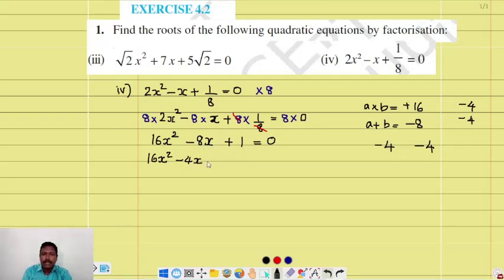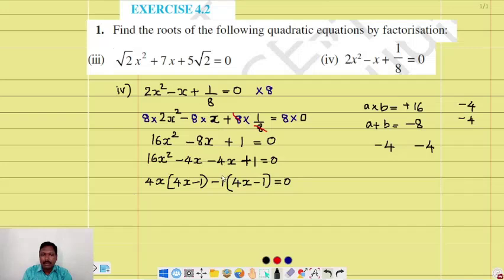Anyway, minus 4x plus 1 is equal to 0. Now take common from these two. 4x is common. So when we take 4x common, we will get 4x minus 1 minus, here nothing common there, so we can take minus 1 common, then it will be again 4x minus 1 is equal to 0.